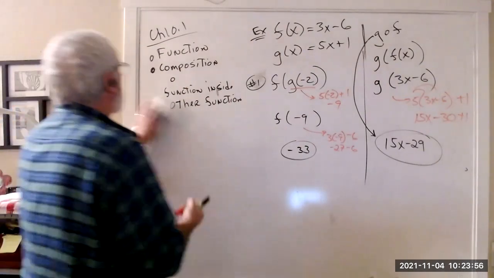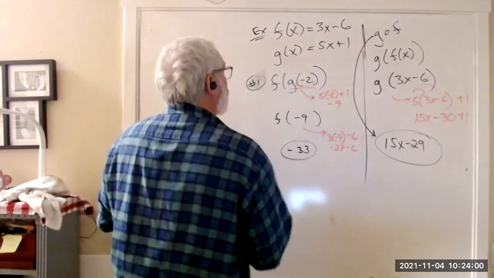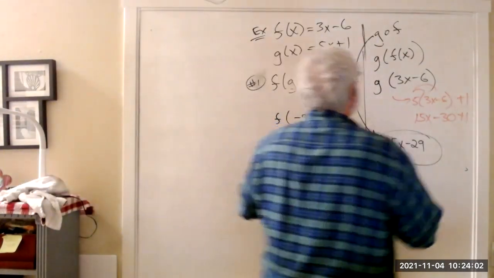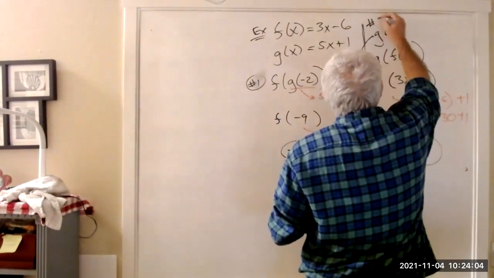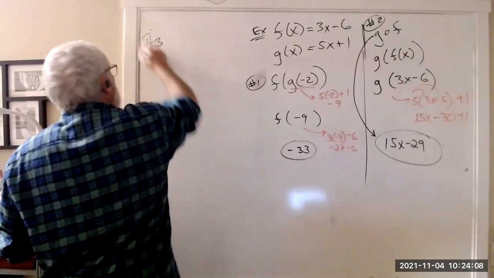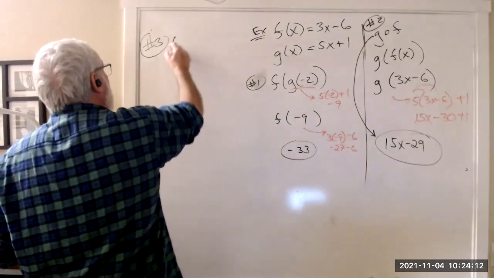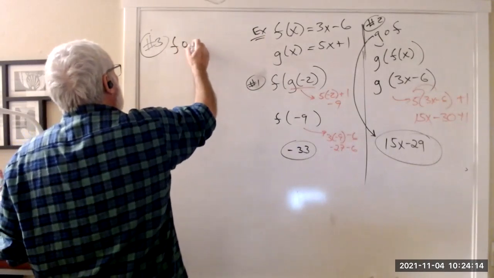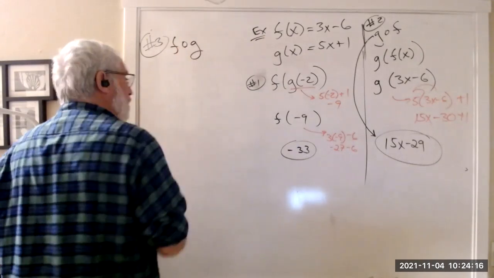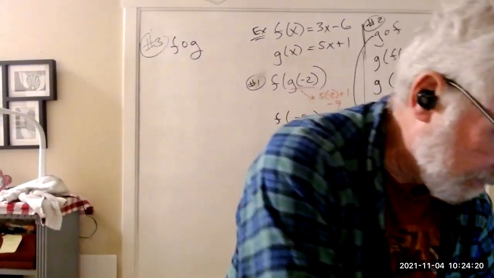Okay, then I'll erase this. Let's do, that was number 2. I should have put that up there. Let's do problem number 3. Using the same f and g of x, I want you to find f composed with g, f circle g. Take a second to find that one.